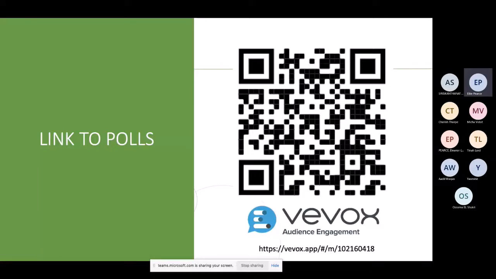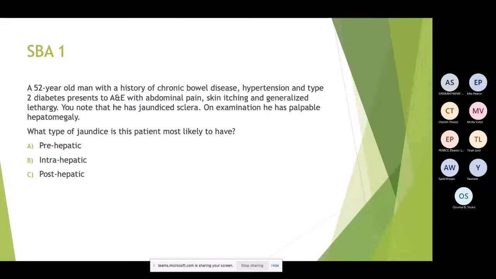All right, so let's make a start with the first question. We've got a 52-year-old man who's got a history of a chronic bowel disease, high blood pressure and type 2 diabetes, and he comes to A&E with abdominal pain, itching of his skin and feeling very tired. And you notice that he has got jaundiced sclera and you examine his abdomen and he's got palpable hepatomegaly. So what type of jaundice, based on his background, do you think this patient is most likely to have? And the polls are open for that one.